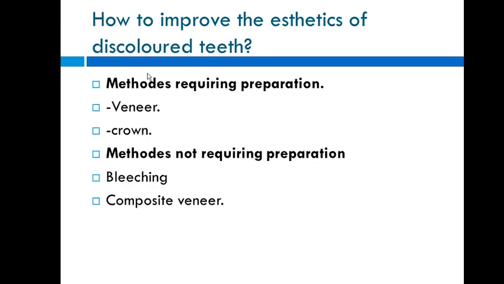How to improve the aesthetics of discoloration? What's the treatment, or how do we improve the aesthetics? There are two ways to improve the aesthetics of a discolored tooth. It could be by methods requiring preparation, or another method not requiring preparation. Let's know the two methods now. Methods requiring preparation, like making a veneer or a crown. We can prepare the tooth for a crown or veneer.